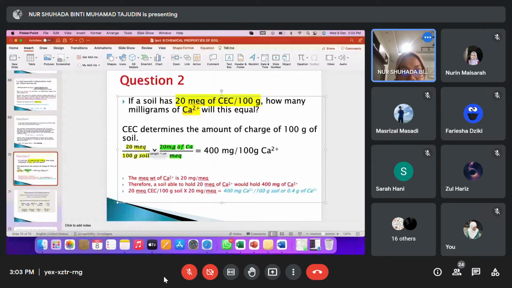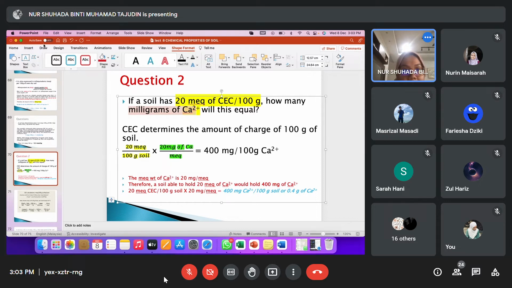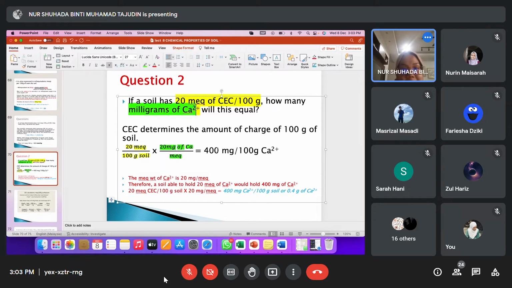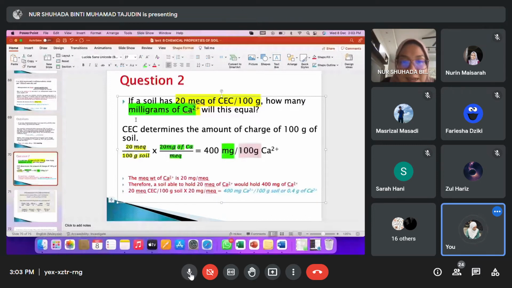The question is how many milligrams of calcium? Question dia. So the answer should be in milligram. Okay, clear. And 100 gram of soil kita tak potong tau. Because it in the, bukan definition. How you want to express results dia is in like this kan. In 100 gram of soil. Jadi, sekejap. MEQ. Sekejap saya betulkan.